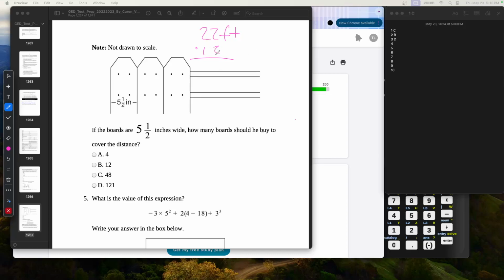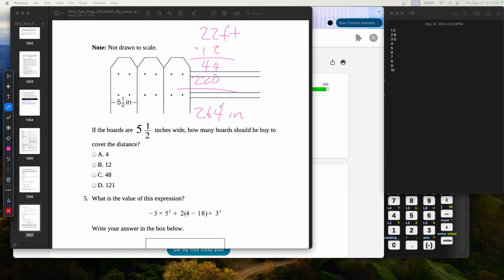So 22 times 12, I'm going to start by doing 22 times 2. 22 times 2, that's 44. 2 times 2 is 4, 2 times 2 is 4 again. And then I'm going to multiply 22 times 10, so I add the 0 here. 1 times 2 is 2, 1 times 2 is 2 again. So 22 times 12 is going to be 264 inches. Okay?